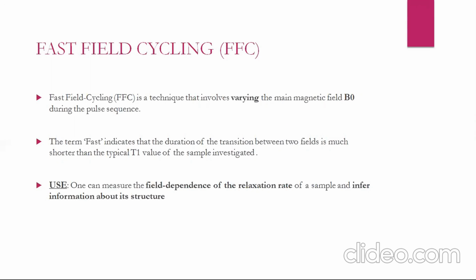Fast field cycling, in short FFC. Fast field cycling is a technique that involves varying the main magnetic field B0 during the pulse sequence. The term fast indicates that the duration of transition between the two fields is much shorter than the typical T1 value of the sample investigated. Use of FFC: using FFC, one can measure the field dependence of the relaxation rate of a sample and infer information about its structure. So this is a very useful technique to study the structure of tissues.